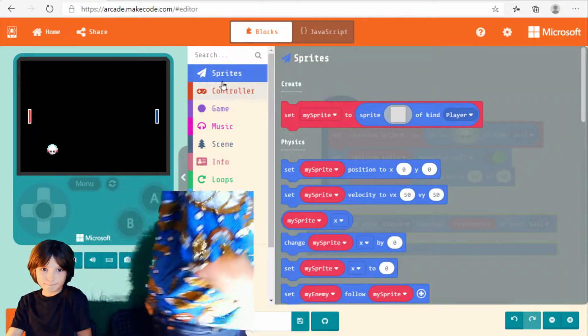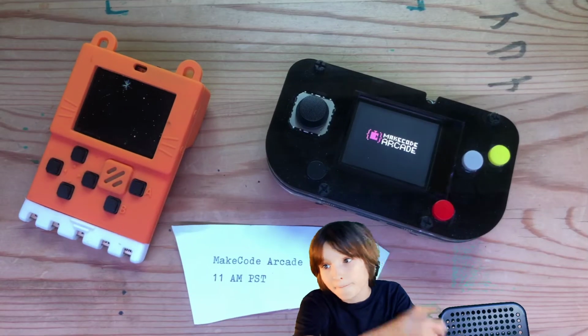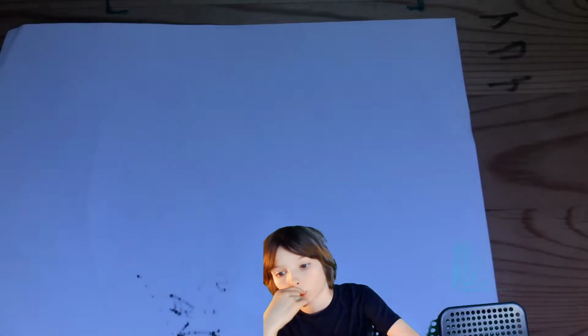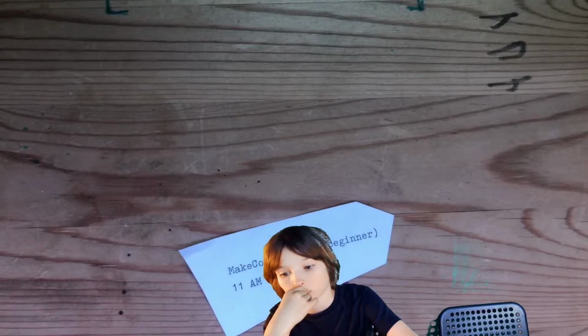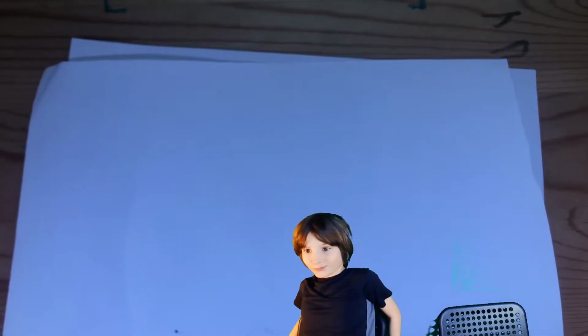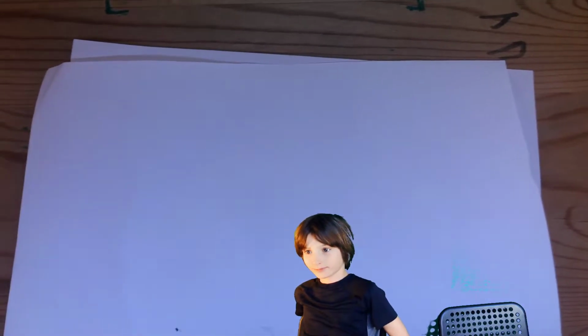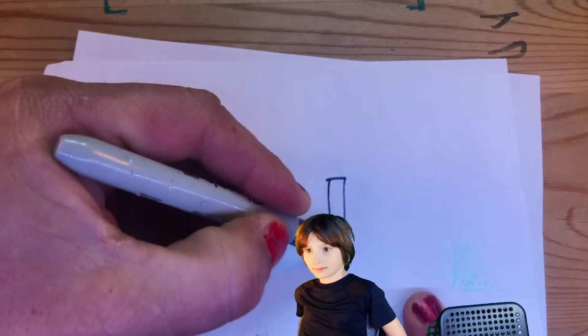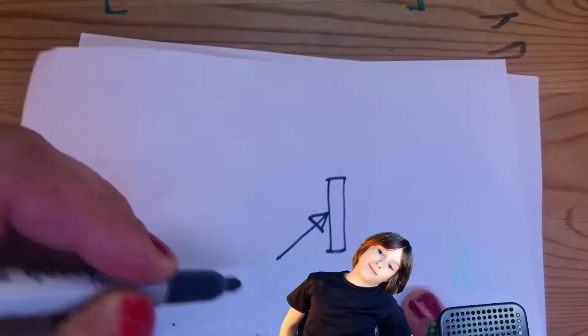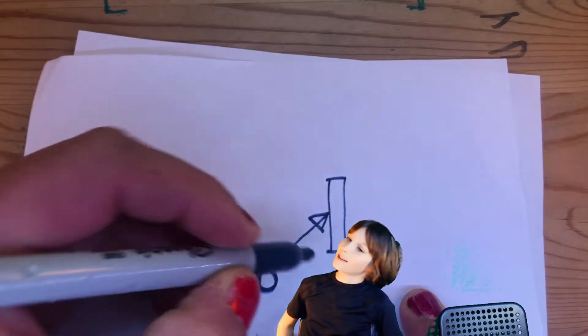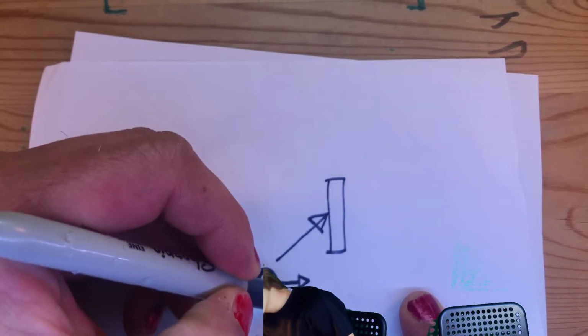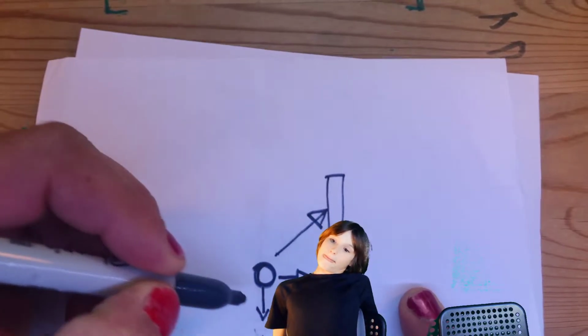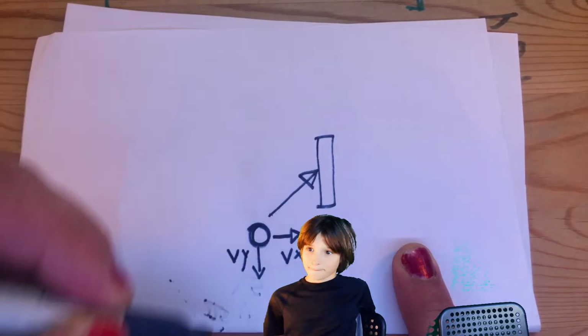Hold on. Switch to the table. Looks like I lost my papers. All right, so we've got here the pad. We have the ball coming in like this. I'm trying to let people see. So the ball has Vx and has Vy. Okay, that's better. That makes sense?